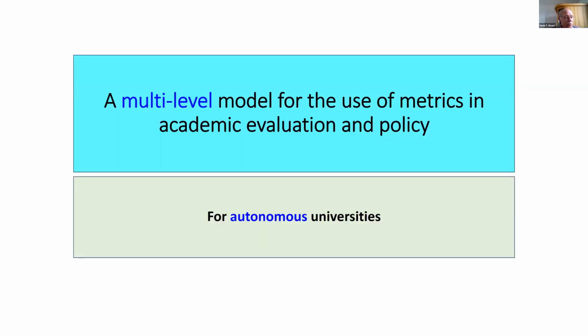I just want to give you a clue about this last topic that I would like to discuss, and that is this multi-level model for the use of metrics in academic evaluation and policy. And there is one basic assumption that I have. It is essentially a kind of political assumption, and it is that we need autonomous universities. And I will explain later what I mean with this.